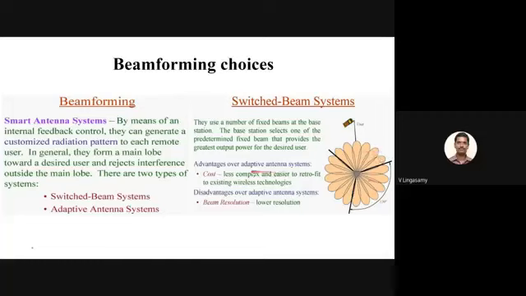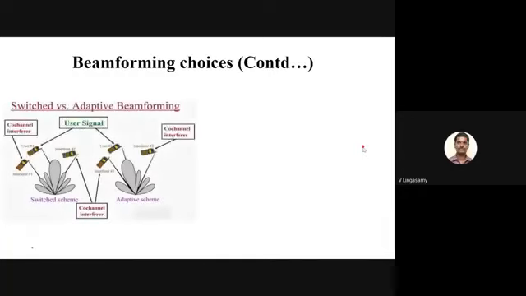But the second problem is that, for example, if the user is here, it will be pointing to this particular direction. Therefore, user experience also will be low. Multiple beams get generated and power is getting wasted. Second, the beam resolution is low, and we may miss the user who is falling in this particular range. Therefore, we are going for adaptive beamforming.